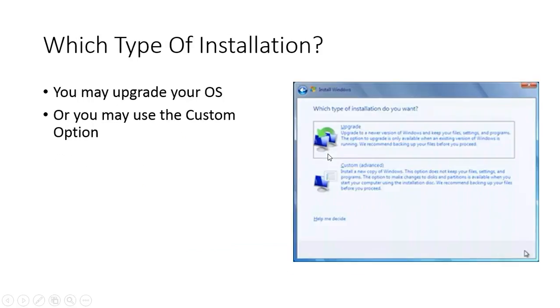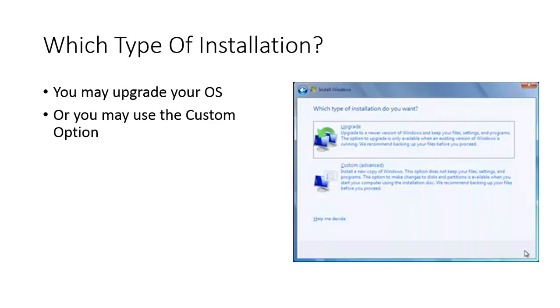Now, which type of installation? Wait a minute. Which type of installation? There are two types of installations. You can upgrade by using Windows Anytime Upgrade, which is only in Windows Vista and Windows 7.